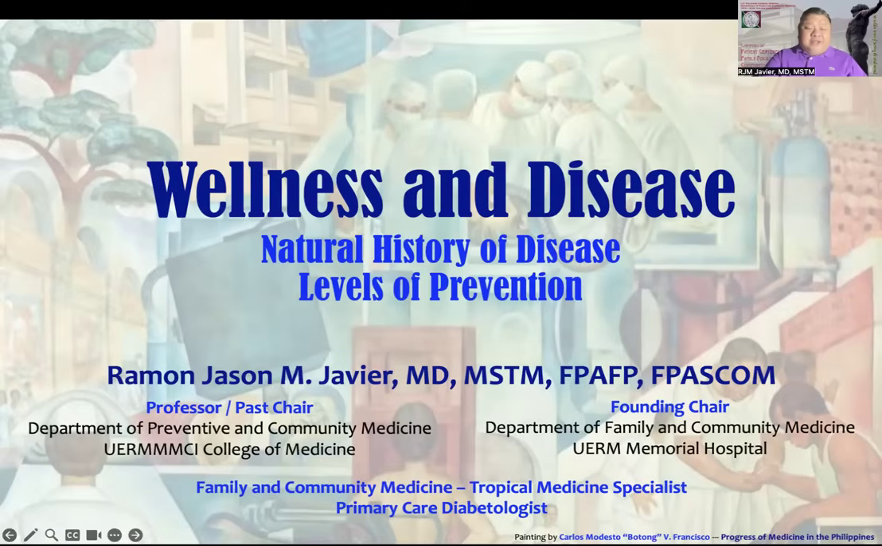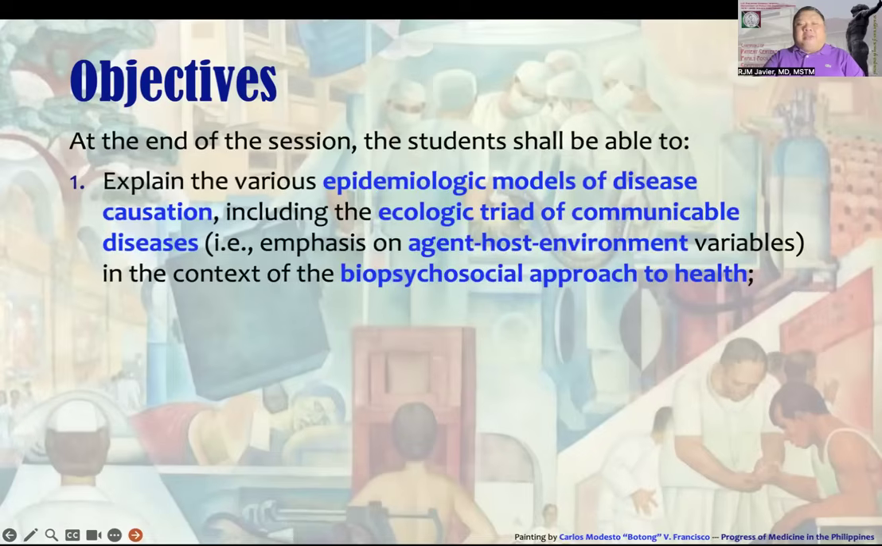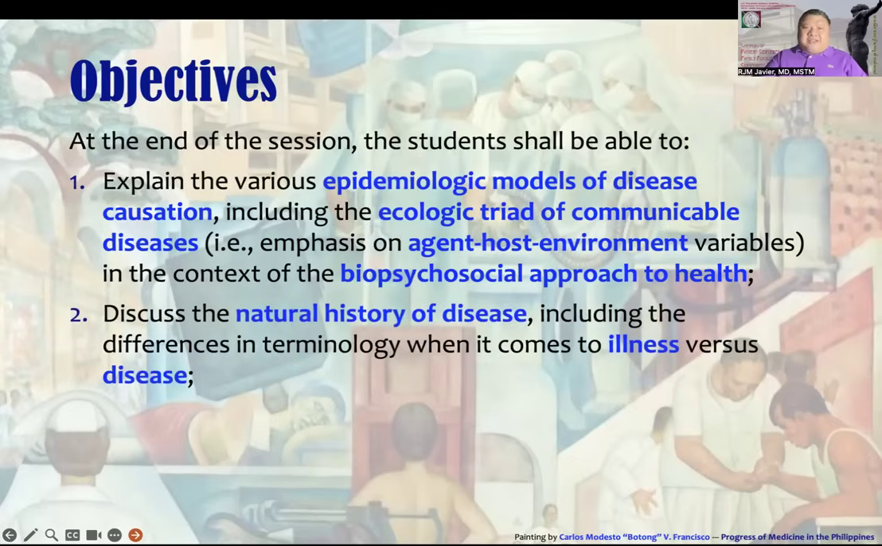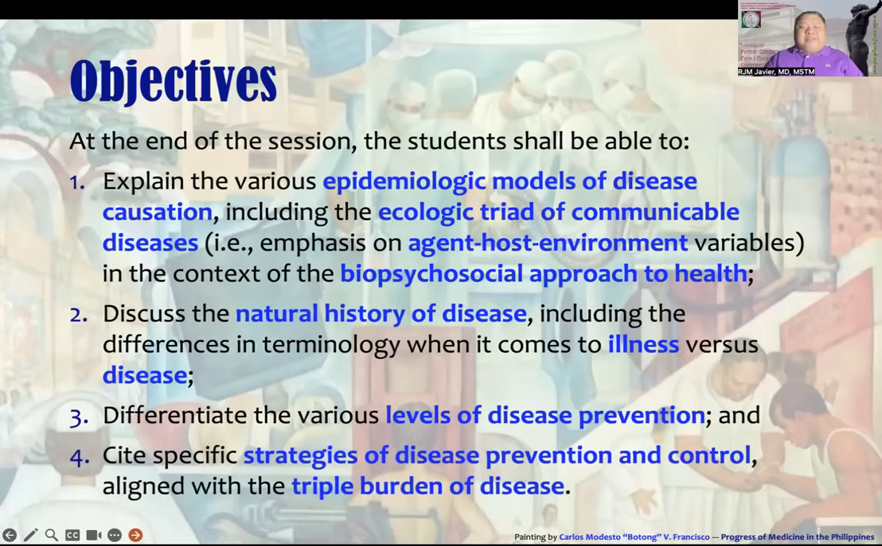At the end of the session, the students shall be able to first explain the various epidemiologic models of disease causation, including the ecologic triad of communicable diseases, with emphasis on the agent-host-environment variables in the context of the biopsychosocial approach to health. We will discuss the natural history of disease, including the differences in terminology when it comes to illness versus disease. We will differentiate the various levels of disease prevention, and lastly, we will cite specific strategies of disease prevention and control aligned with the triple burden of disease.